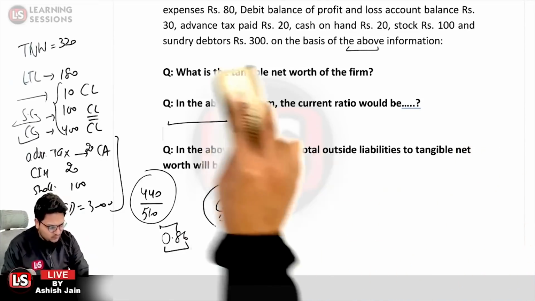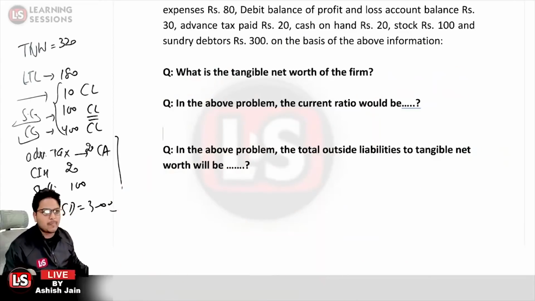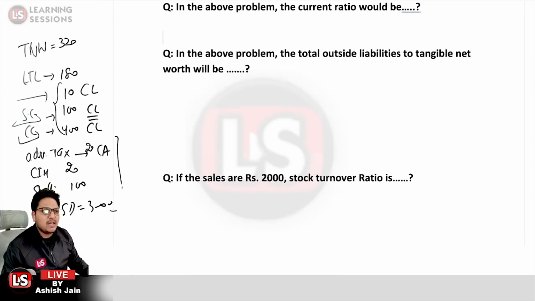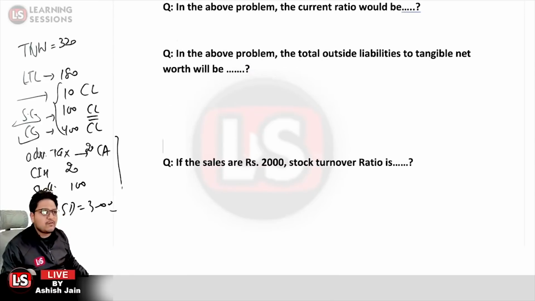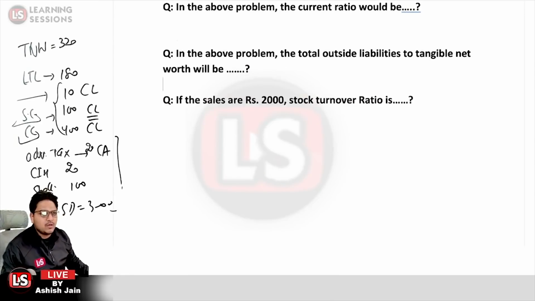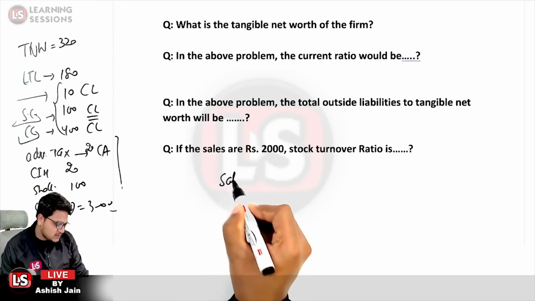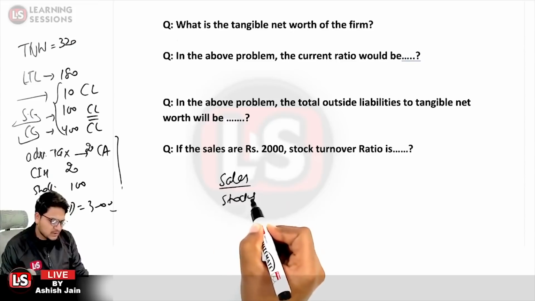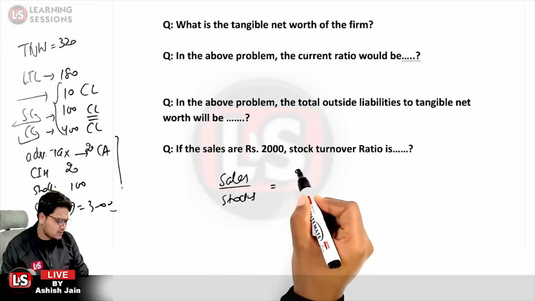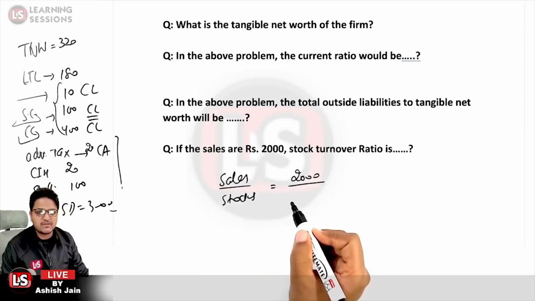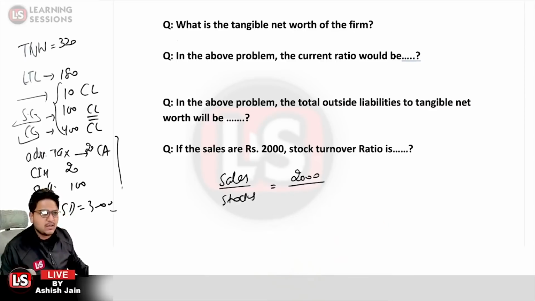Okay, now let's move further. Question number 4 says if the sales are 2000, what will be the stock turnover ratio? The stock turnover ratio helps us ascertain how we are managing our stock and how many times the stock was replaced. Its formula is sales divided by stock. The sales given in the question are 2000. And what is the average value of the stock given in the question?